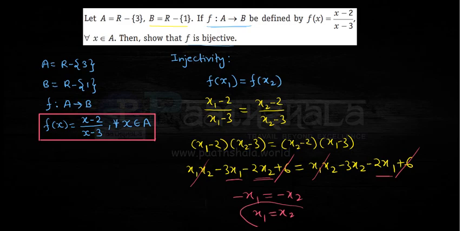So here we can see by considering f(x1) equals f(x2), we are getting x1 equals x2. It means that the function is an injective function. The function is one-one, or injective.